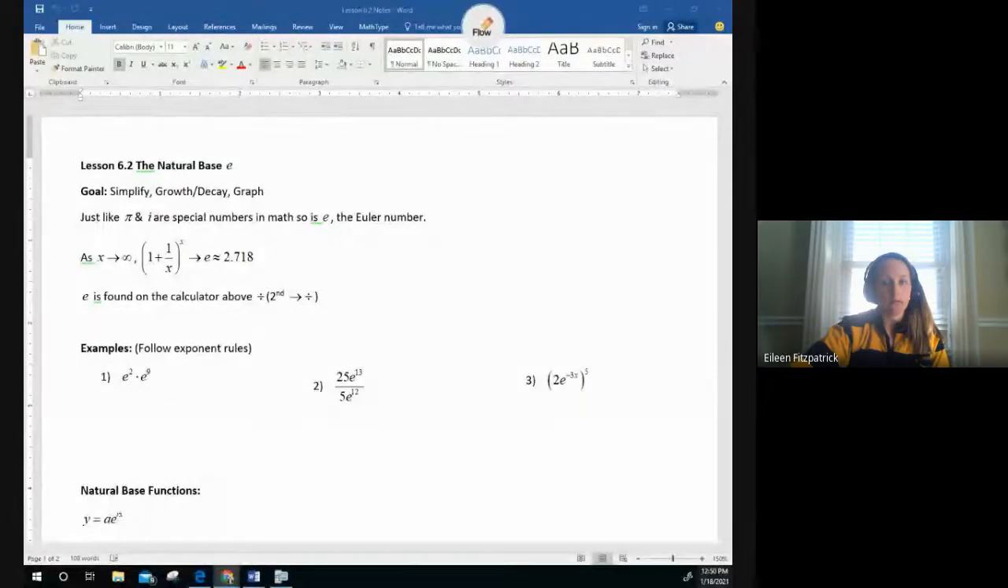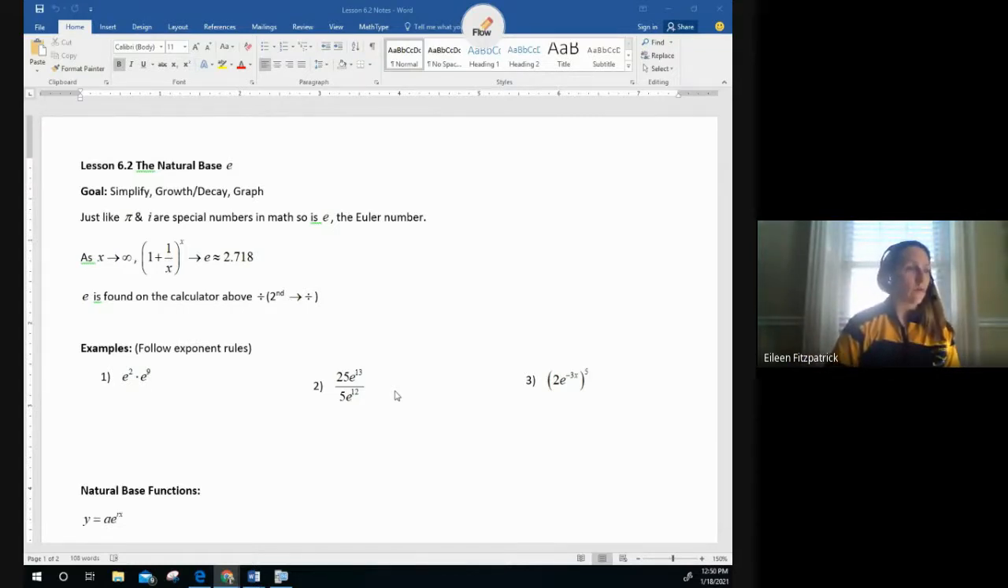All right, so moving along, we're going to start lesson 6.2 today. Actually, it's only a one-day lesson, so we'll start and finish. Present my screen and we'll get started. Okay, so lesson 6.2, the natural base E. We're going to talk about simplifying, growth, decay, and graph.